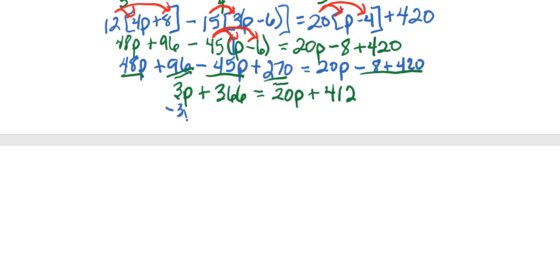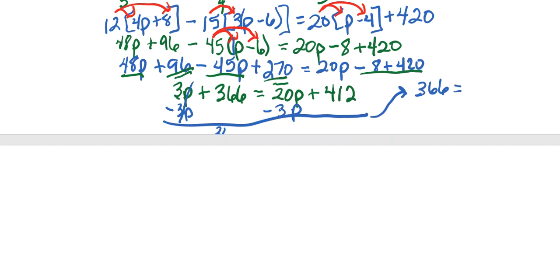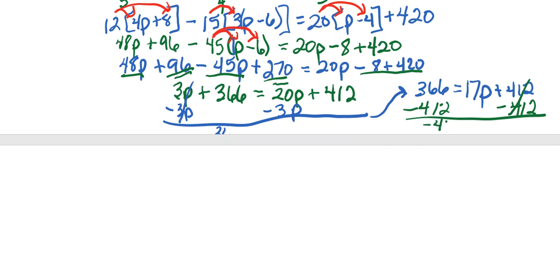So I'm going to subtract the 3p. I have 366, and I'm running out of room, so I'm going to slide right here. 366 equals 20p minus 3p is 17p plus 412. I have to divide, nope. Remember, I can't do the division yet because I have to do any adding or subtracting first, so we're going to subtract the 412. 366 minus 412 is a negative number. In fact, it's negative 46.